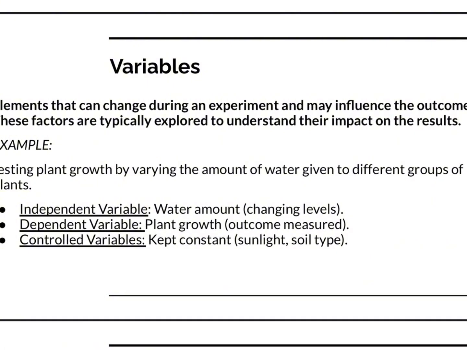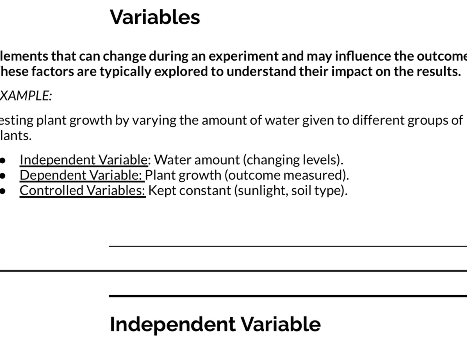Variables: the elements that could change during an experiment that may influence the outcomes. These factors are typically explored to understand their impact on the results. For example, testing plant growth by varying the amount of water given to different groups of plants. The independent variable is the water amount, changing levels. The dependent variable is plant growth, the outcome measured. Controlled variables are kept constant: sunlight, soil type. So basically, I'm just showing what the variables are here and examples of them.